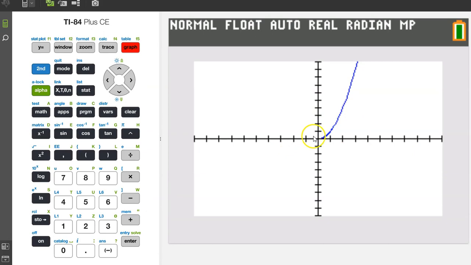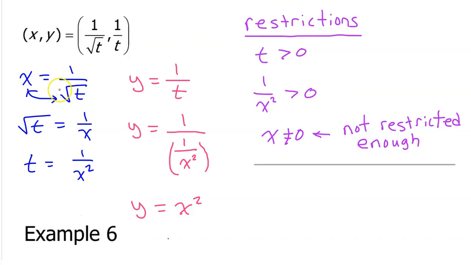Remember, we are looking at only the right-hand side. So why are we only getting the right-hand side and not a whole parabola maybe with a hole in it right at 0? To solve the mystery, we need to go back to here. X is 1 over the square root of t. T cannot be 0 because then we'd be dividing by 0. And also t cannot be negative. You can't take the square root of a negative number.